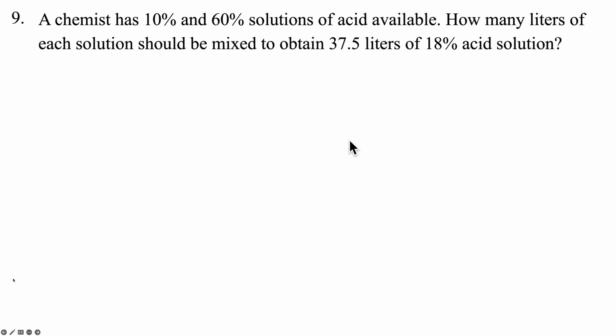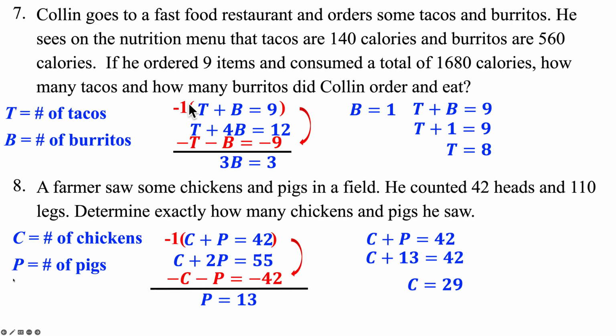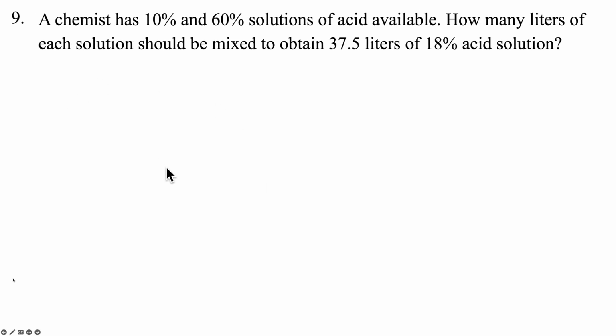All right, now a little bit more difficult problem. This is called a mixture problem. It's still set up the same way. You want to find your object equations first. All right, a chemist has 10% and 60% solutions of acid available. So these are 2 separate jugs, one with a 10% solution of acid and the other one with a 60% solution. So the second one has much more acid in it than the first one.